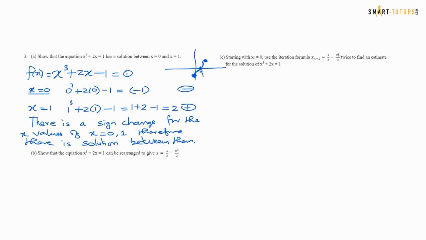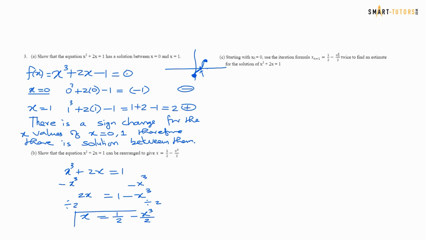Question B: show that the equation can be rearranged to that one. So x cube plus 2x equals 1. If you carefully see, the x cube is on the other side. So you take away x cube from both sides, and you end up with 2x equals 1 minus x cube. Then you divide by 2 on both sides, and this gives x equals 1 upon 2 minus x cube over 2. So that is the answer for question B.